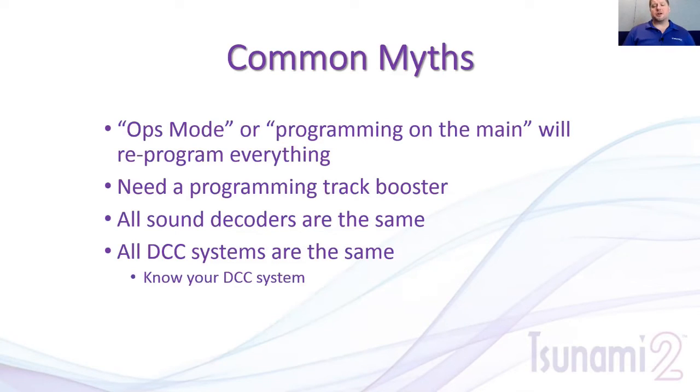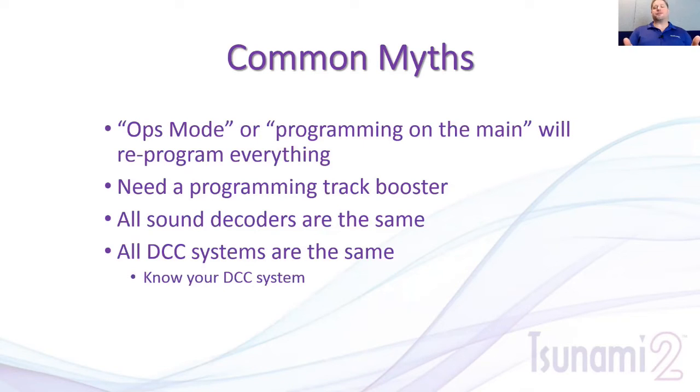Now the last one here, as I'll point out, is that all DCC systems are the same. It's not true. There are some differences. When it comes to DCC, as we've talked about, the standard applies to the signal that's sent on the track. So the signal that's coming to your mainline track is standardized in such a form that every decoder can receive that signal, whether it's made by us or somebody else.